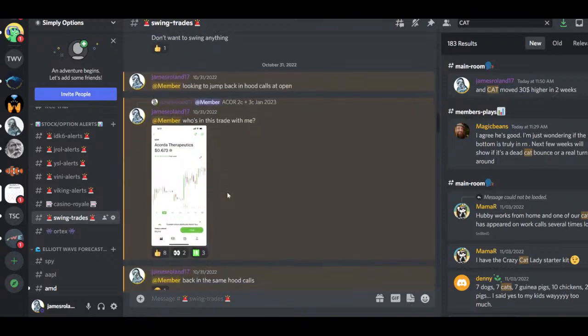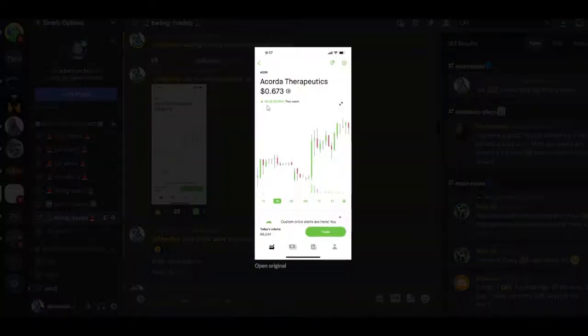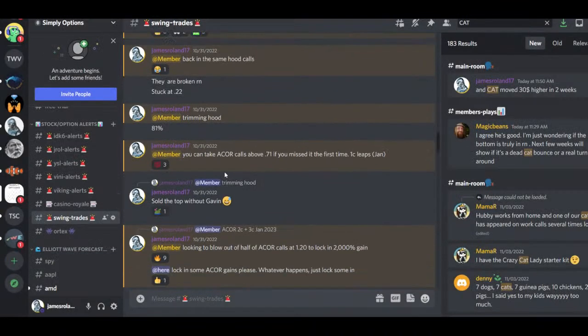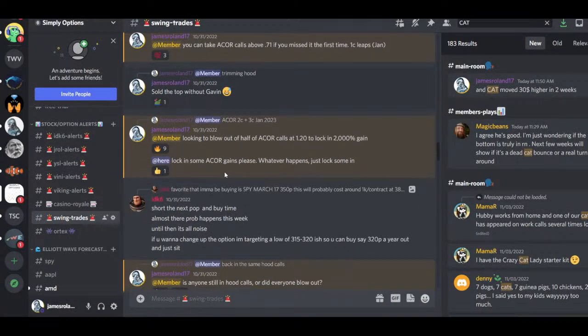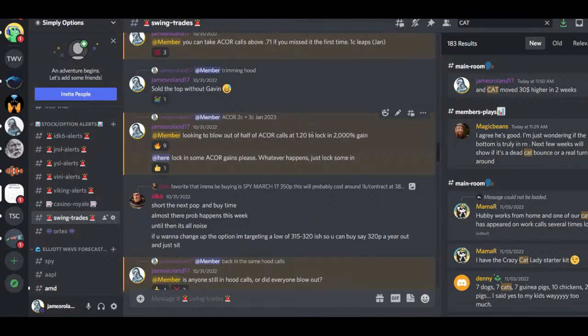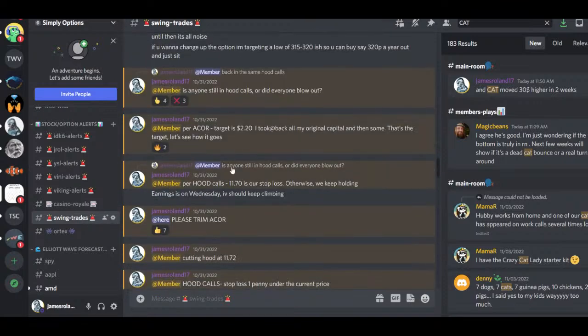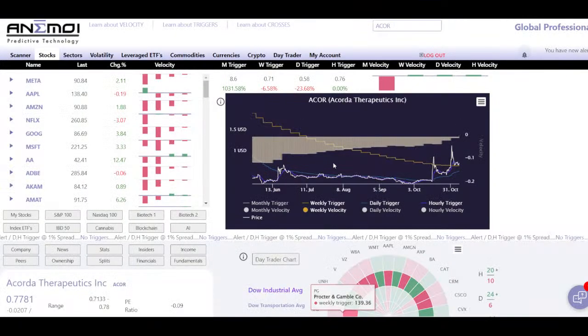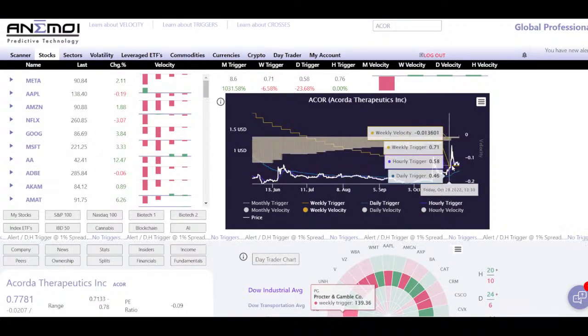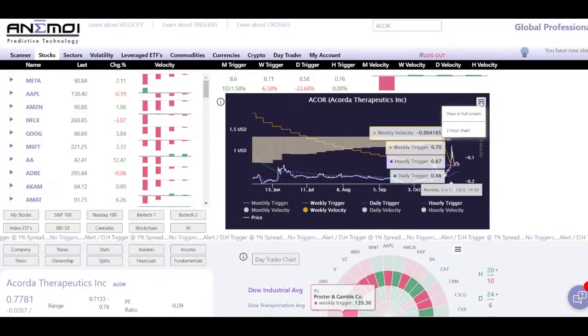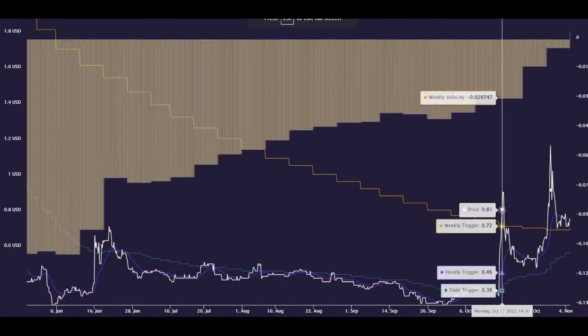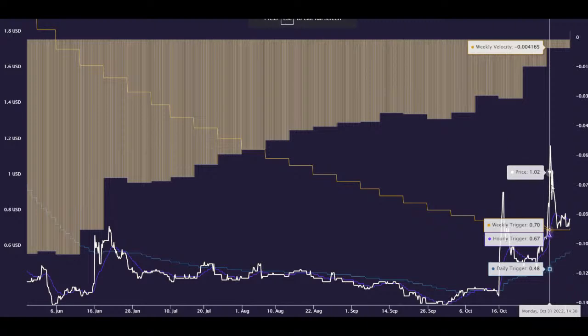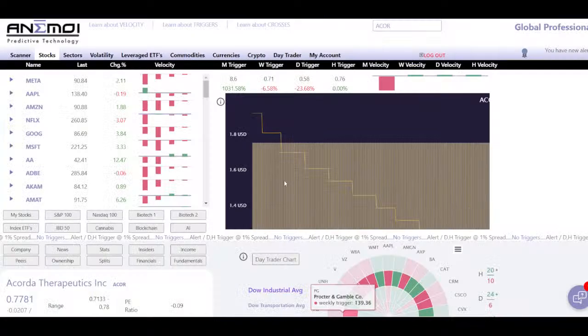Oh, here's when Acor started moving, up 37% in 1 day. And then looking to blow out of Acor calls at 1.20. Lock in some Acor gain, please. Just lock it in. And then please trim Acor, 10/31. So on 10/31, that was right here. I think that was on the day of the explosion still. Yeah, so October 31st, that's when we cut them.